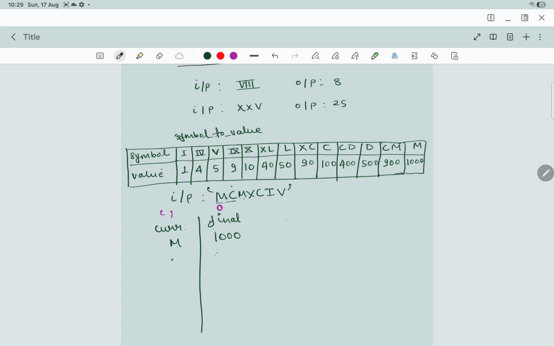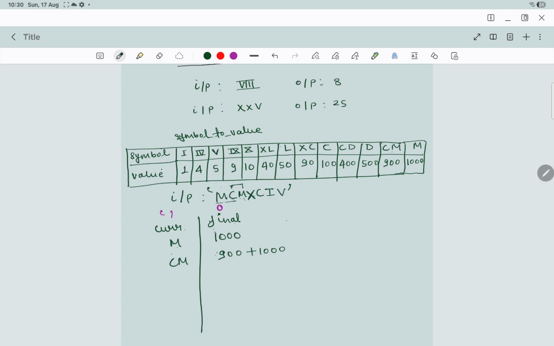Now I'll go to C. And instead of just looking at C, I'll look at C and M. Now C and M is present. So I will look at C and M together. So my first preference is I'll look at the two strings together. Now C and M together are present and it's 900. So I will note down 900. So final will become 1000 plus 900. Now I will go to the next part.